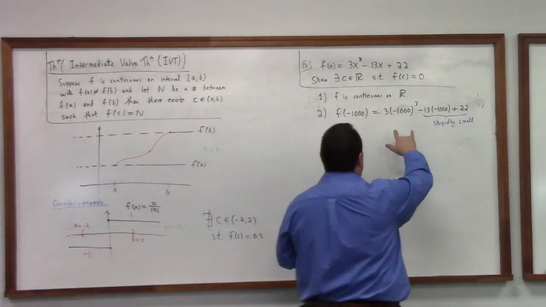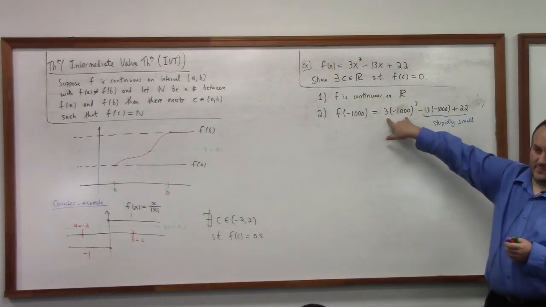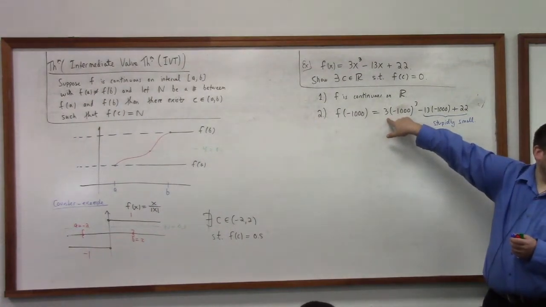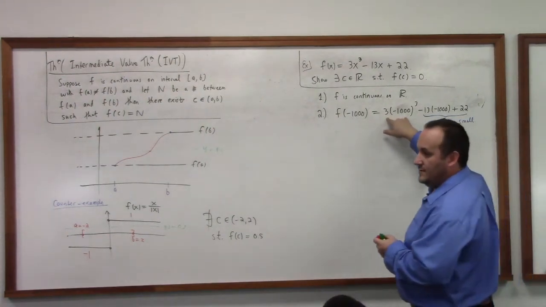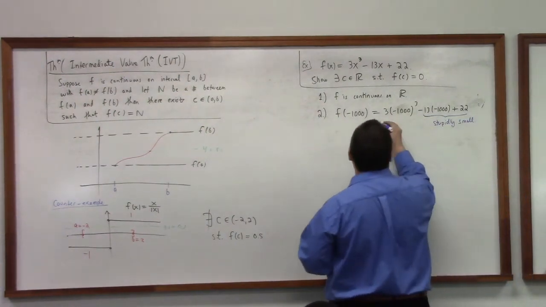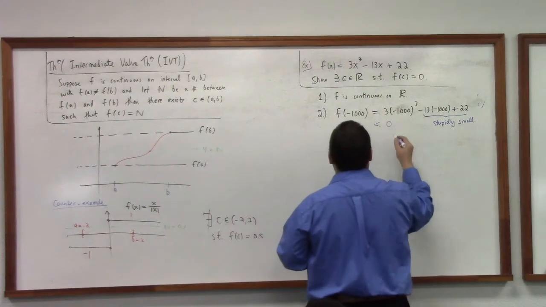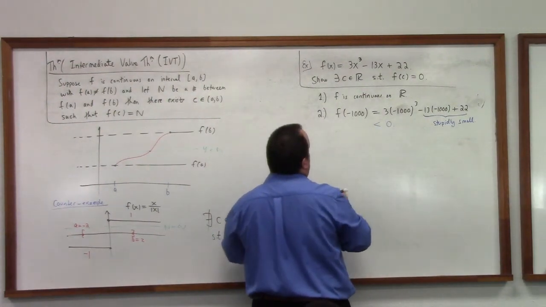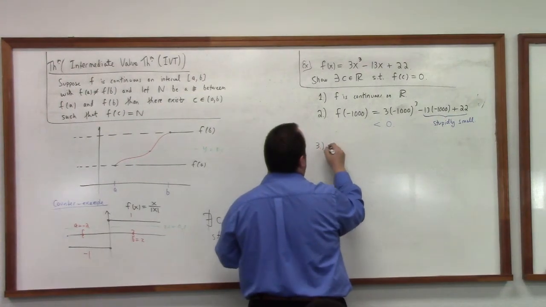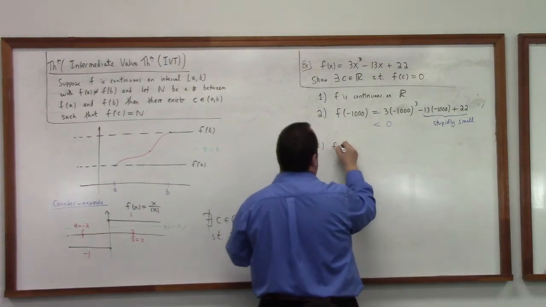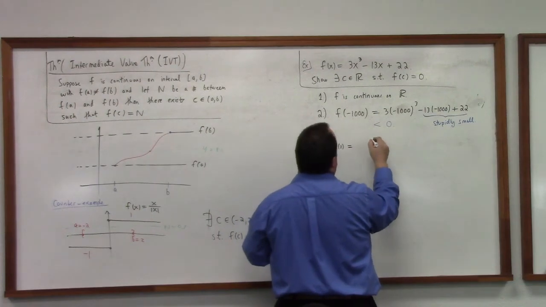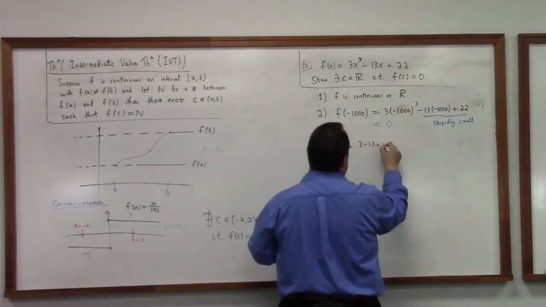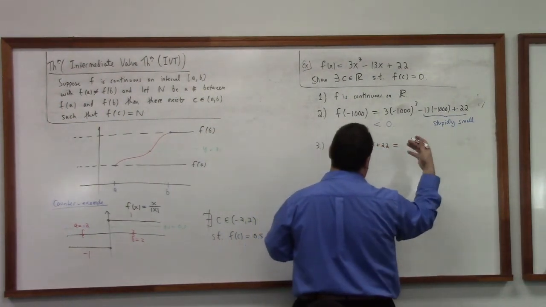Anyway, my point is this is the winner, right? So it's like minus 3 billion. So this is clearly negative, right? Step number 3. Find a number where it's positive. I'll plug in 1. F of 1, I get 3 minus 13 plus 22, otherwise known as 12, right?